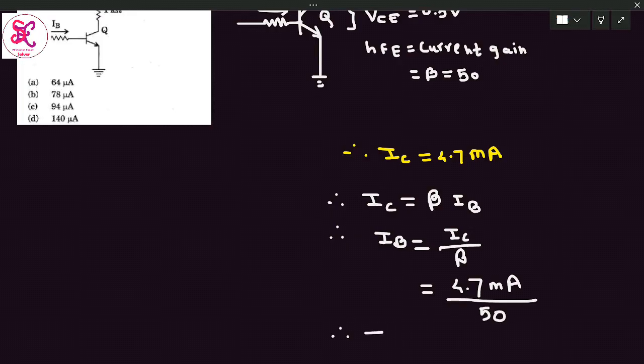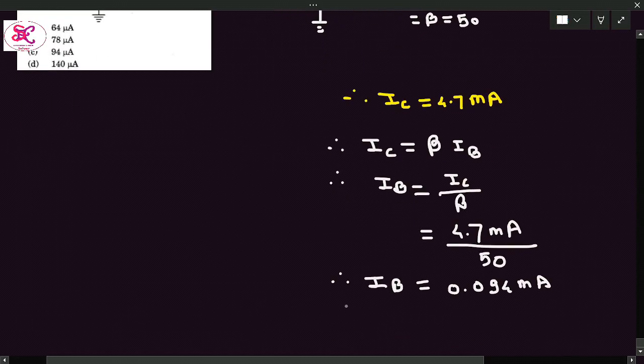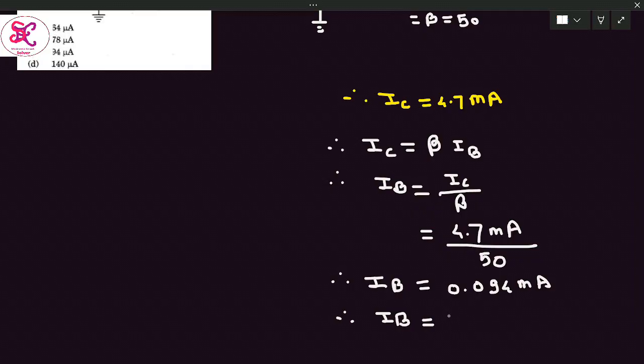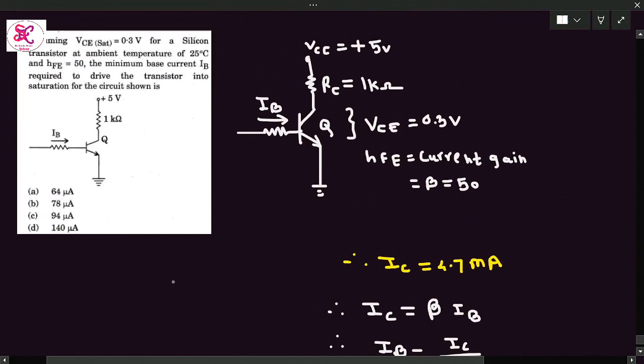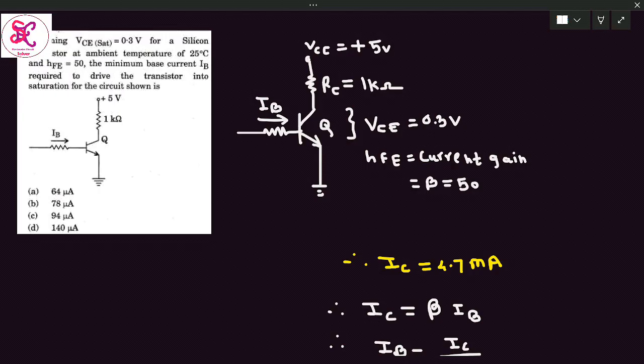So what IB we are getting after solving this, IB is equal to 0.094 milliampere. So we can convert it into microampere. So IB is equal to 94 microampere. So the IB value is 94 microampere. In this problem, option C is right, 94 microampere. So option C is right for the given problem.